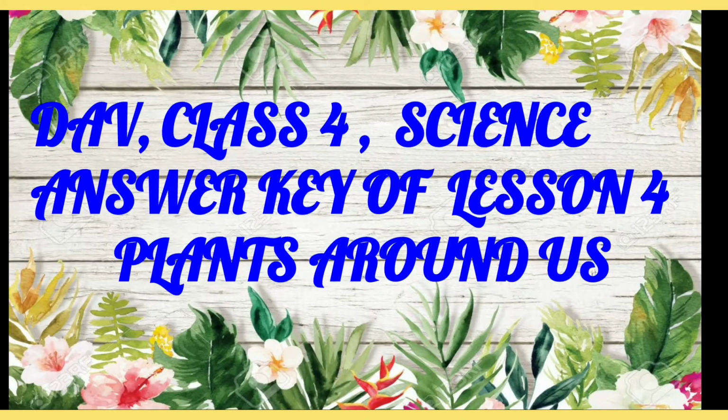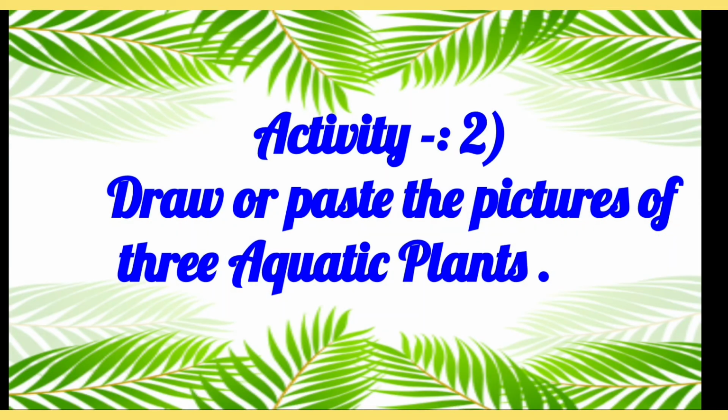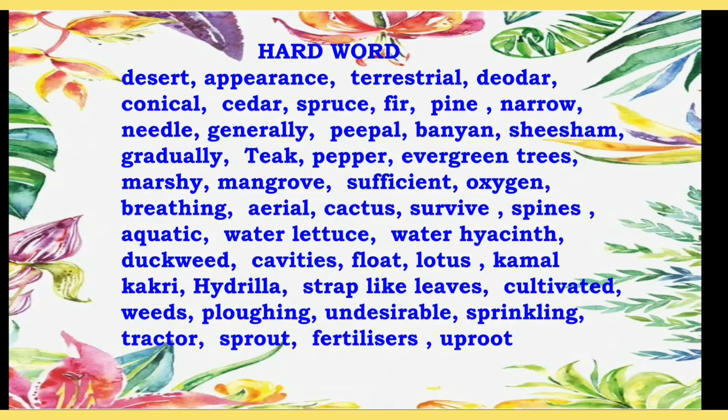Dear students, today we will do question answers of lesson number 4, plants around us. So firstly, you will do one activity in your science fair notebook. You will draw or paste the pictures of 3 terrestrial plants and 3 aquatic plants. After that, you will write these hard words in your science fair notebook and you will learn the spellings and also the proper pronunciation of each and every word.